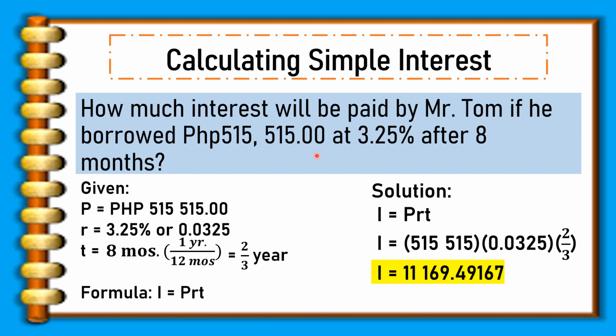Therefore, after borrowing 515,515 pesos at 3.25% for 8 months, the interest will be 11,169.49167. So the payment for the use of money is 11,169.49167.